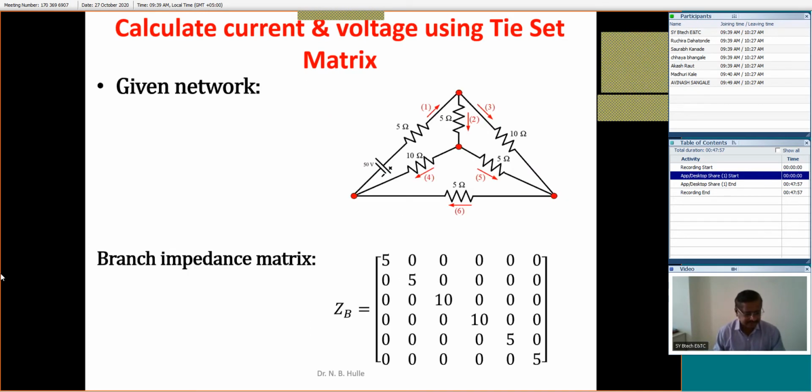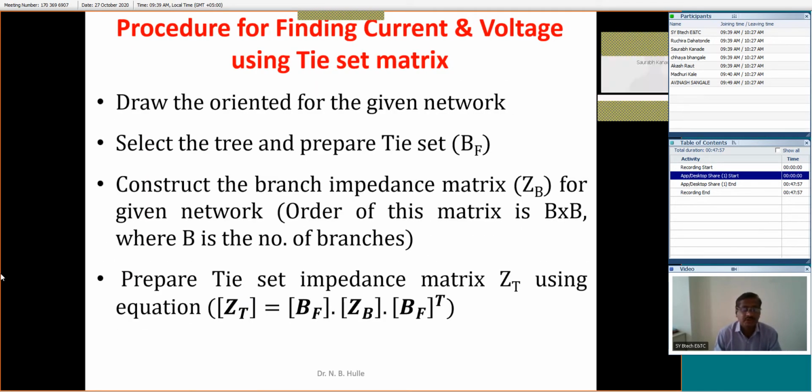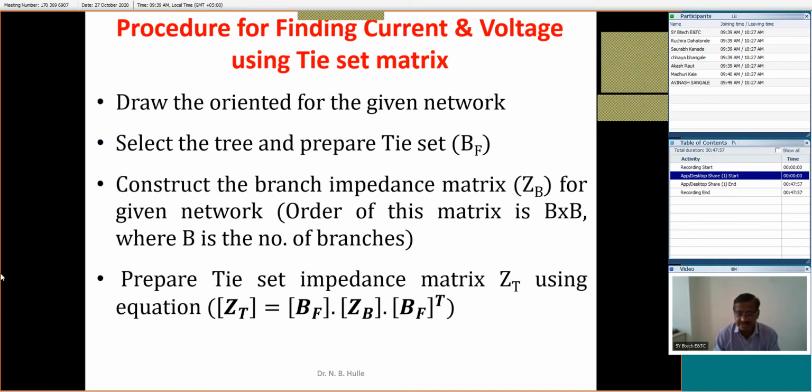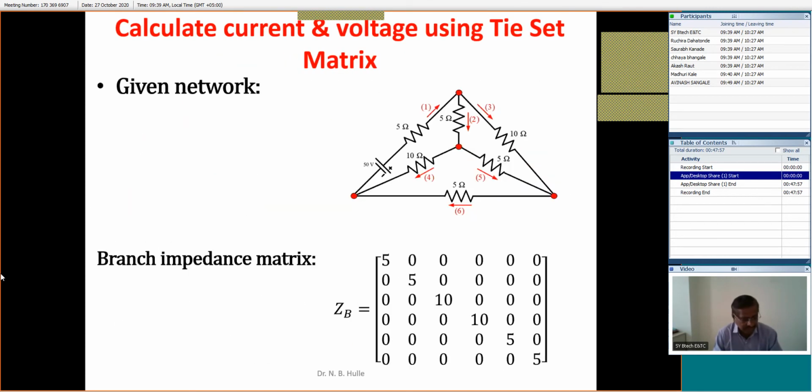Now I will go to the procedure part. Look, I'm discussing the procedure. The first point is to draw the oriented graph. Second, select a tree, prepare the tie sets, and prepare the tie set matrix. The next part is to prepare ZB, the branch impedance matrix. It is of order B by B, where B is the number of branches. This means we will prepare the branch impedance matrix. Look here, this is the branch impedance matrix.